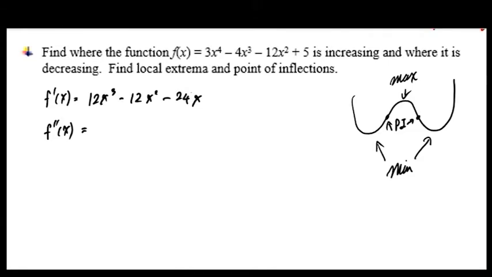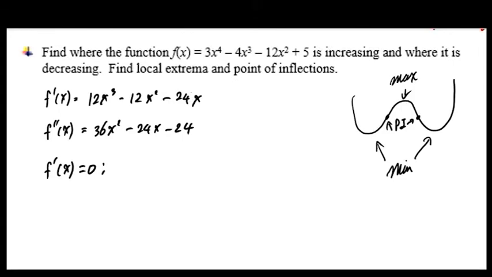So this is 36x squared minus 24x minus 24. Okay, I'm going to work with these two. So far so good? Okay. Let's just work with the first derivative in order to find increasing, decreasing, therefore max and min. So set this to 0 first, and let's see what that gives us.